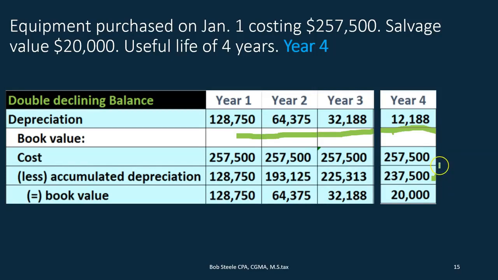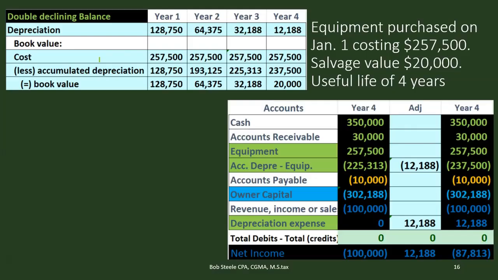If we take the book value, the cost, the 257.5 less the accumulated depreciation 237.5, we're left with the book value of 20,000, which is what we want to be left at. Why? Because the 20,000 value is the salvage value. That's the floor. That's what we believe we can sell it for. So let's see what happens if we do that in terms of our trial balance.